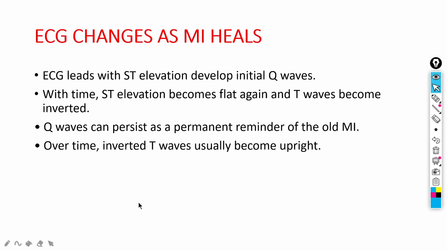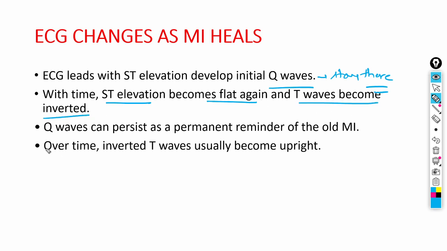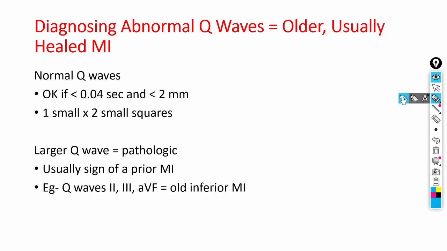Now what are the ECG changes as the MI heals? The ECG leads with ST elevation develop initial Q waves, which represent the electrical holes in the heart, and these stay there for very long and represent the scar tissue. With time, the ST elevation which occurred in ST elevation MI becomes flat again and the T waves become inverted. Q waves can persist as the permanent reminder of the old MI, and over time the T waves which have inverted usually become upright.